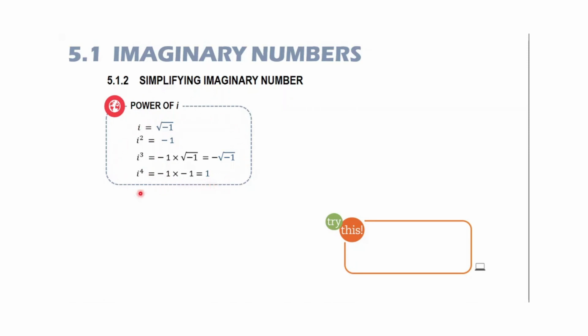This is the concept of power of i. If we continue to i to the power of 5, kita akan dapat i kuasa 4 darab i. i kuasa 4 adalah 1 dan i kuasa 1 ialah square root of negative 1. So dia akan berulang balik pada jawapan yang pertama. So the power of i ni dia akan berulang 4 jawapan ini setiap kali dibuat. Maka kita ada cycle sampai i kuasa 4 sahaja.